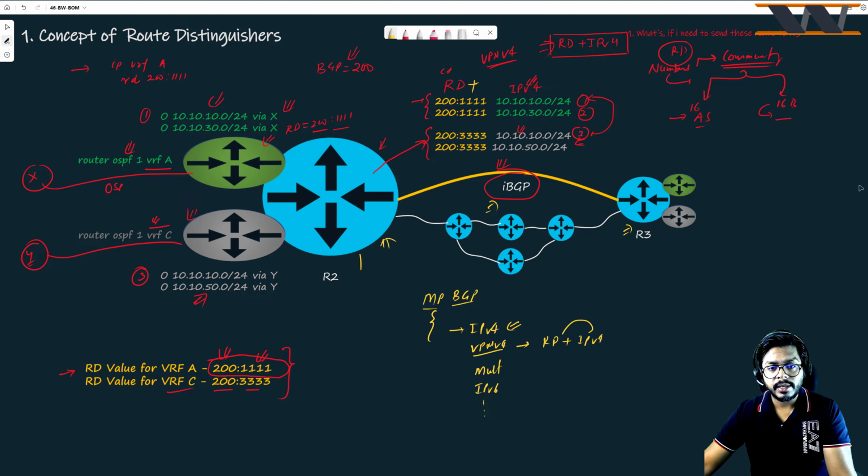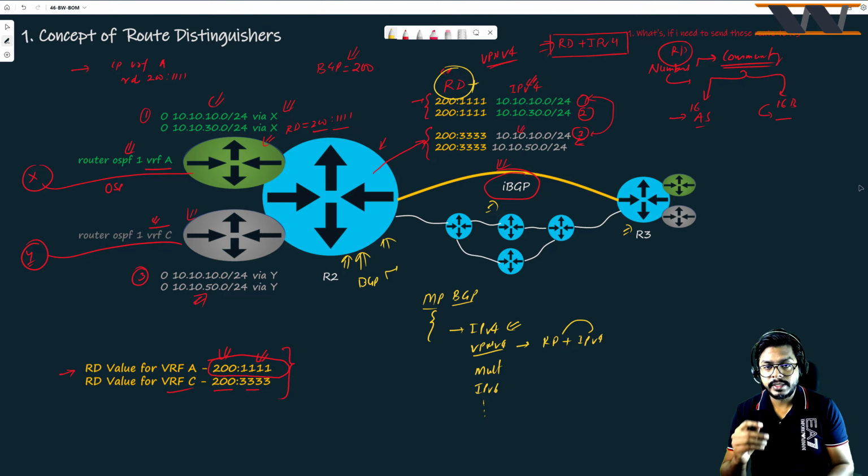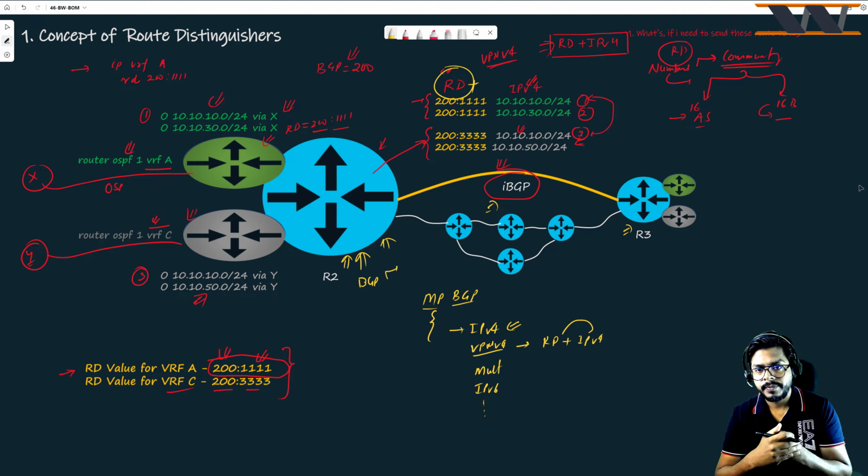So my problem at R2 is resolved, because the BGP process at R2 was previously selecting the best path out of path number 1 and 3, right? And it was only sending one path. But if I attach this RD value, the BGP process in this router R2 is going to see these two routes as different routes, and it is going to send all of them. Interesting, right? So we understood why we need route distinguishers and where exactly we are going to attach them. It is as simple as that.